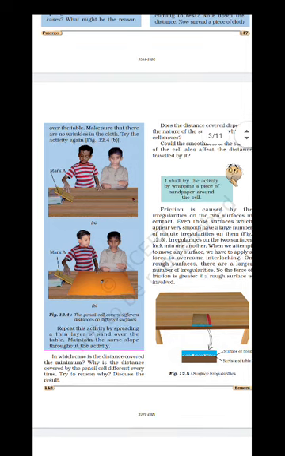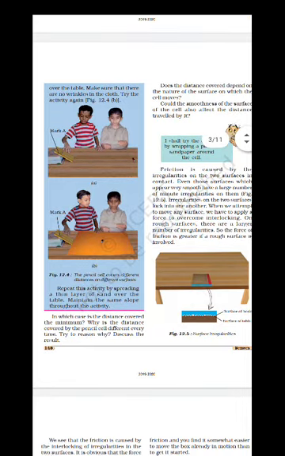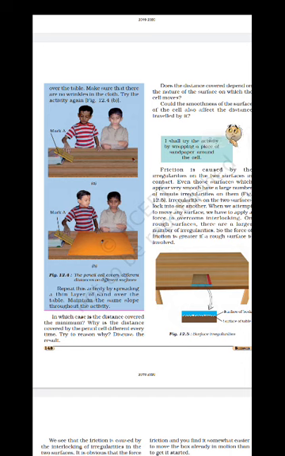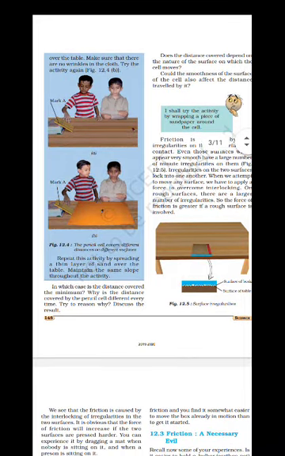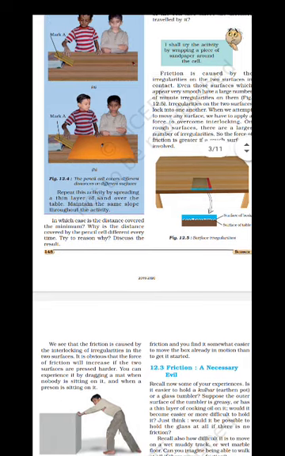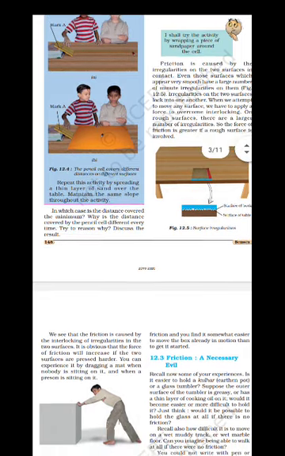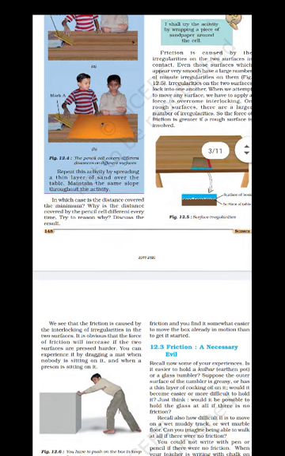Now, by this activity we come to understand that if the surface is smooth, the applied force will be less. That means the friction to stop a particular object from moving will be lesser. And if the surface is rough, we see that friction acts more. That means friction is caused by the irregularities on the two surfaces in contact. Even those surfaces which appear very smooth have a large number of minute irregularities on them.